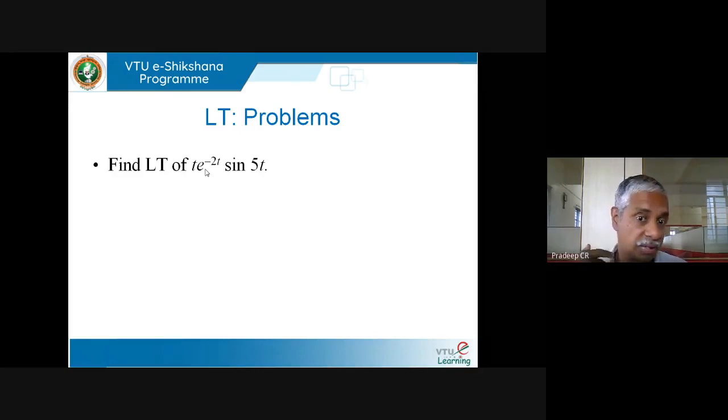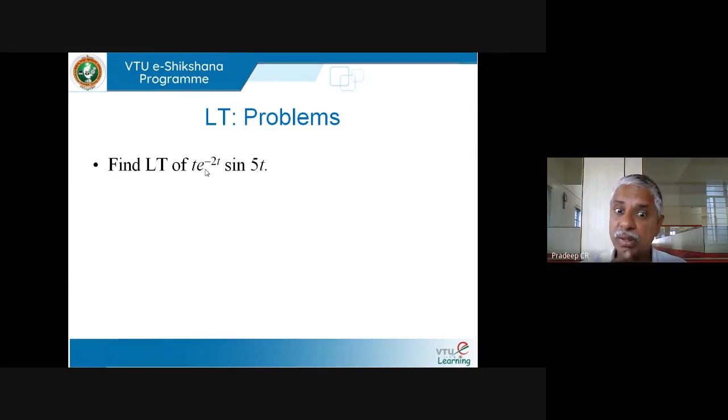So now they are given both. Do both, one after the other. What should I do first, t or e power minus 2t? I will do t first. Why? Because if I know Laplace of t sine 5t, it's very easy to find Laplace of e power minus 2t into t sine 5t. All I have to do is replace s by s plus 2.